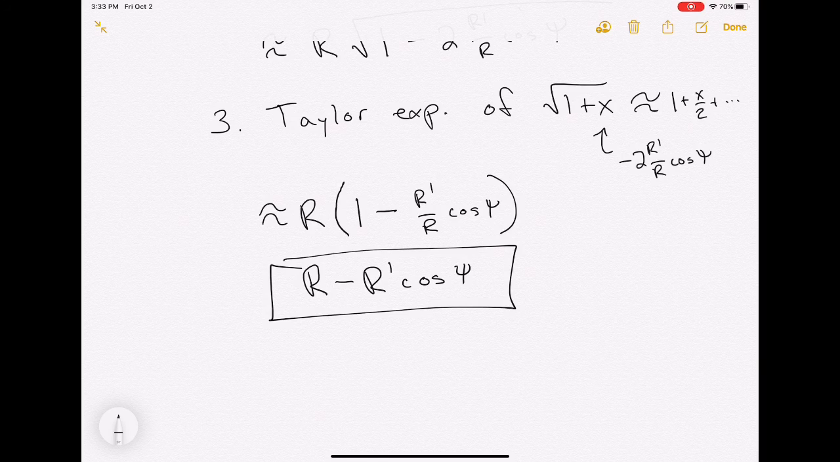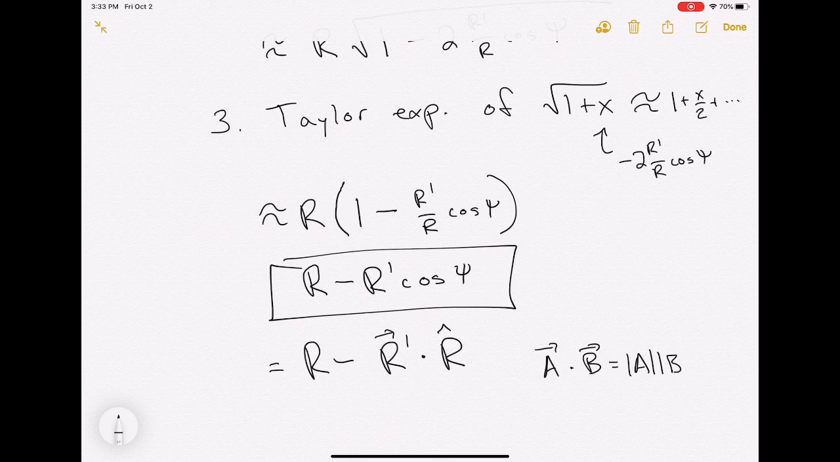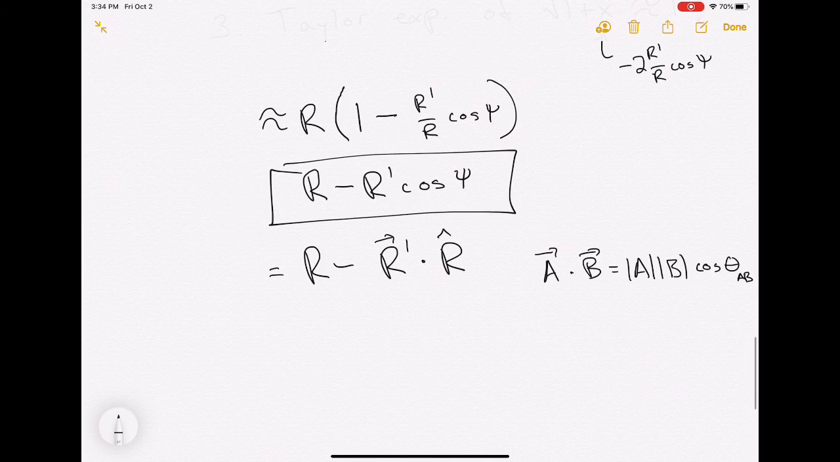A key thing to note is that you can also write this as r minus the vector r prime dot r hat, the unit vector along the direction of r. And that's because for any two vectors, a dot b is equal to the product of their magnitudes times the cosine of the angle between them. So having done this, we've really simplified the radiation integral, and it makes it actually possible to evaluate for some small antennas. Here's what it looks like now.